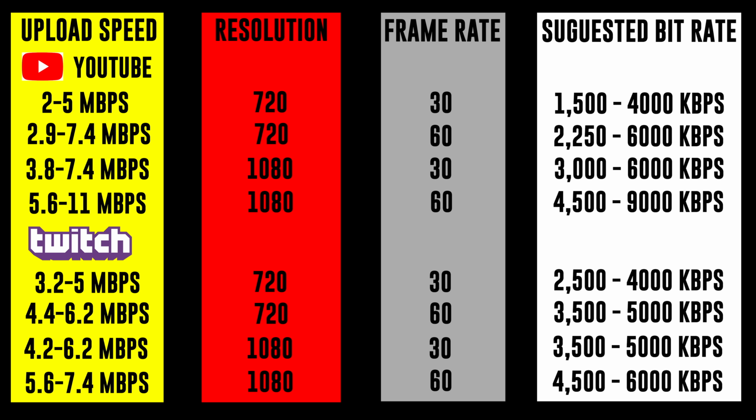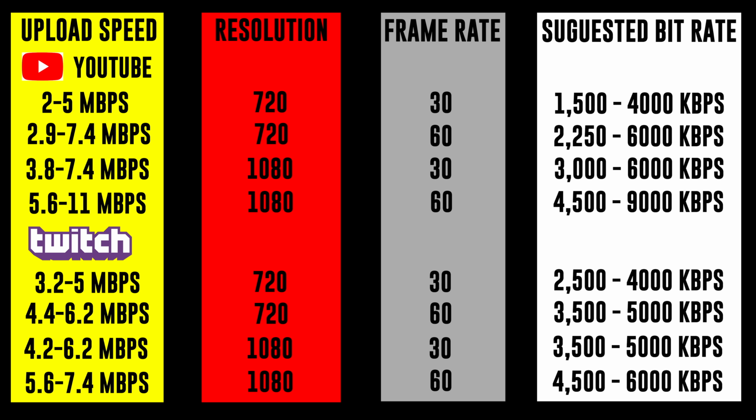If you plan to stream games on YouTube, you should be using 60 frames per second. For a 1080 stream, you need an upload speed between 5.6 and 11 megabits per second. That means you'd set your bit rate between 4,500 and 9,000 kilobytes per second. If you're a gamer with a slower connection, you should move to 720 at 60 if you can't do 60 frames per second at 1080.